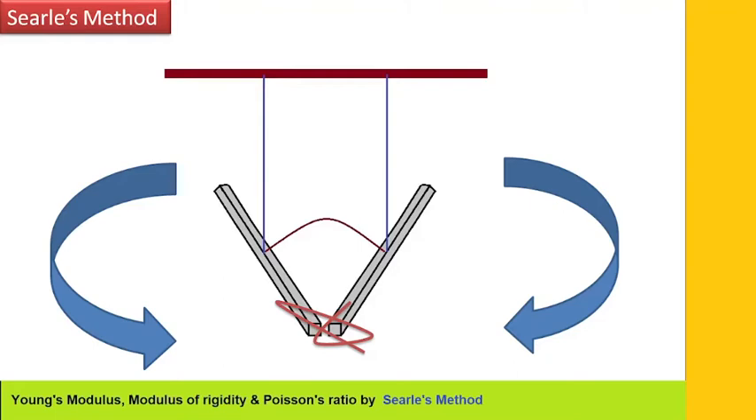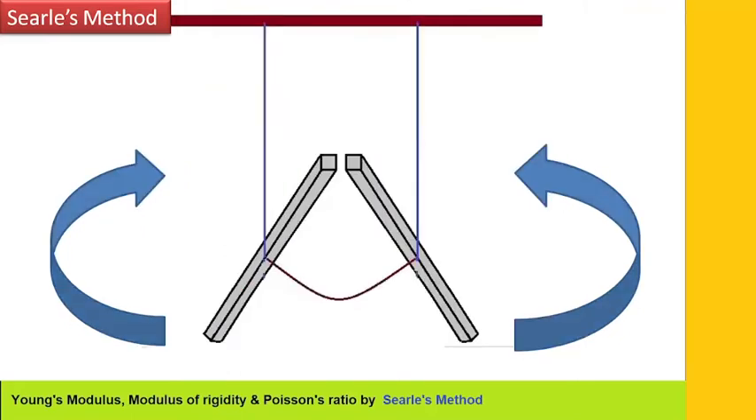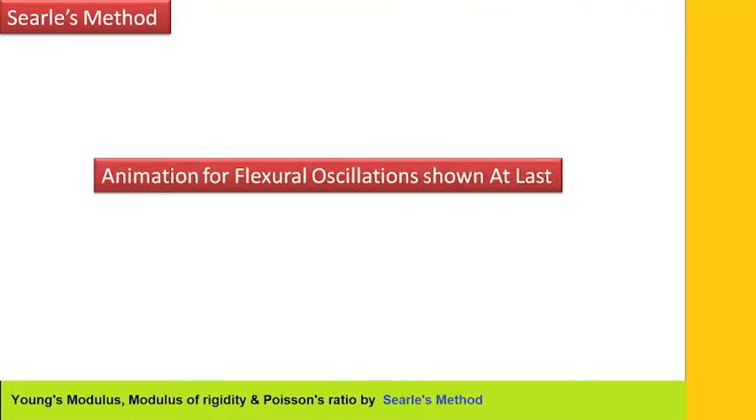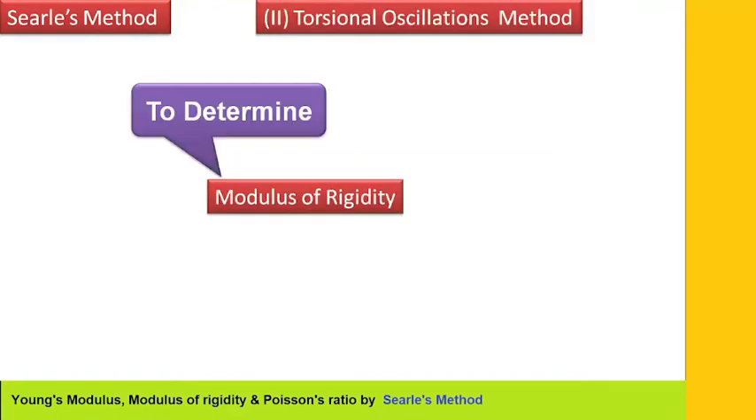So earlier we have seen how both the bars are tied in this manner and they are free to oscillate in atmosphere after cutting, after removing the thread with which they are tied. Now the animation for flexural oscillation is shown at last, for both the methods, flexural as well as torsional oscillations method. Now we will see the torsional oscillations method for finding the modulus of rigidity of the material of the wire.